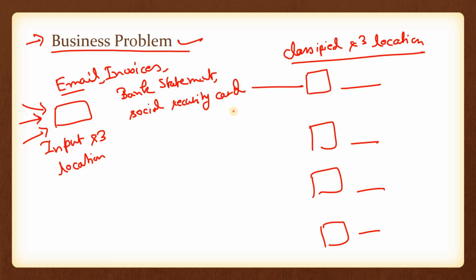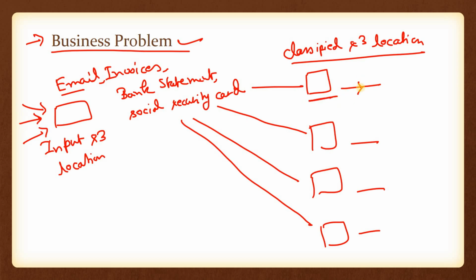One will contain the email, one will contain the invoices, one will contain the bank statement, one will contain the social security card. And once the different classes of images get landed in this classified S3 location, then these downstream jobs which are specific to one particular class will start processing the particular category of images. Like that way currently the pipeline is created.